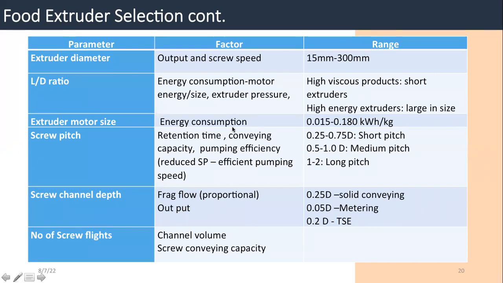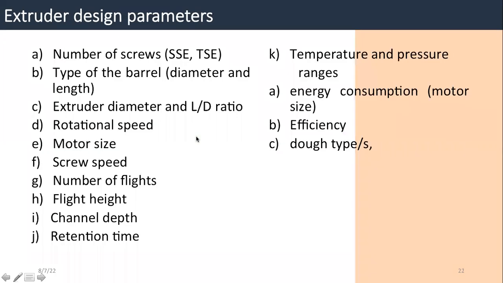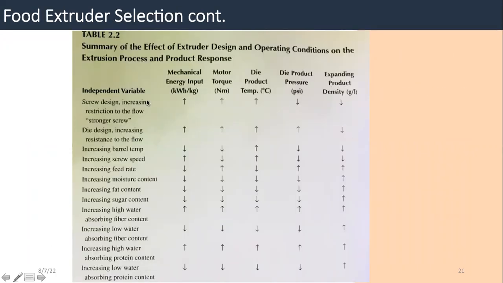I will show you some live examples. And before selecting an extruder, here you can see another example. If we need to increase the barrel temperature, then how other factors behave. Okay. So it is important to discuss these parameters.